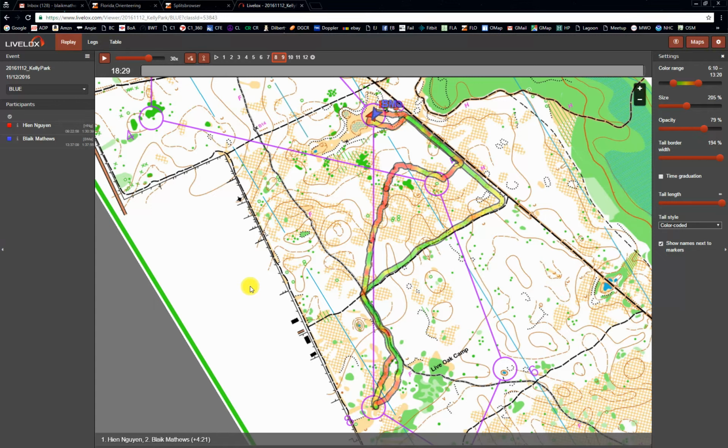Everybody should do it, and the more people who do it, the more valuable the resource becomes to everyone, and the faster we can elevate the entire community in orienteering. So please consider it. Thanks.